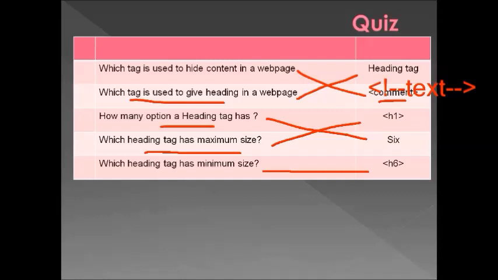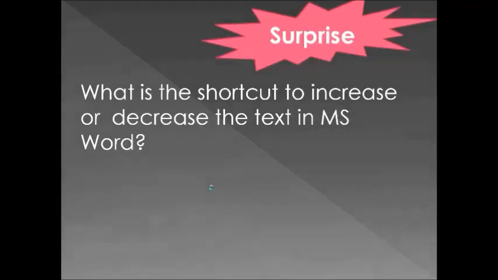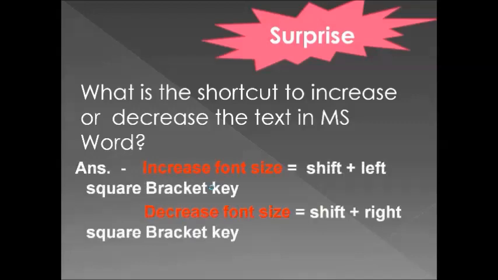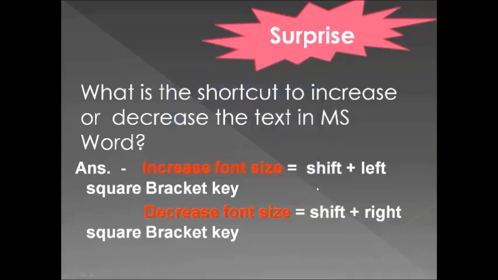So thank you very much. So in next tutorial, oh, there is one surprise for you. That surprise is, what is the shortcut to increase or decrease the text in MS Word? So do you know? Just guess it. Okay, I tell you. To increase the font size, we always use Shift plus right square bracket key. Okay, to reduce size, same process, we use Shift plus left square bracket key. Understood?